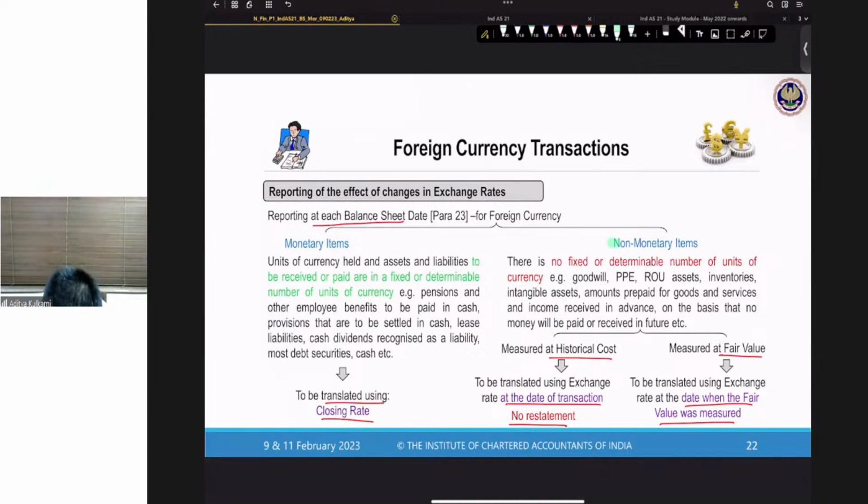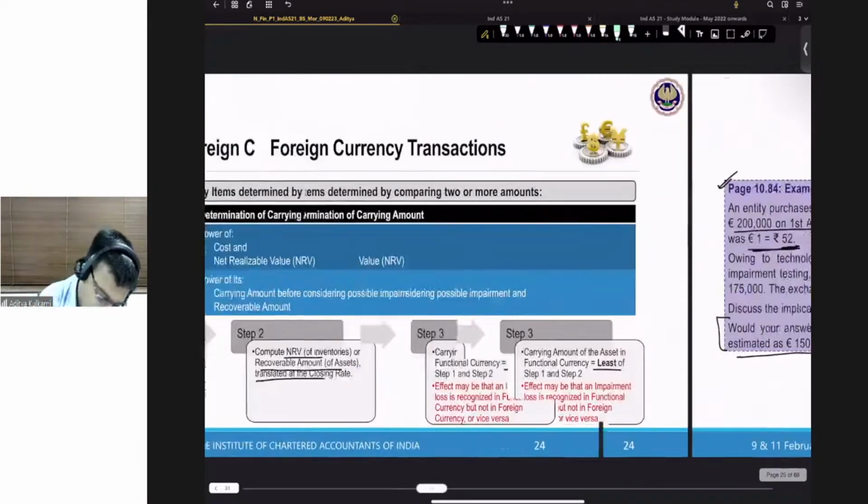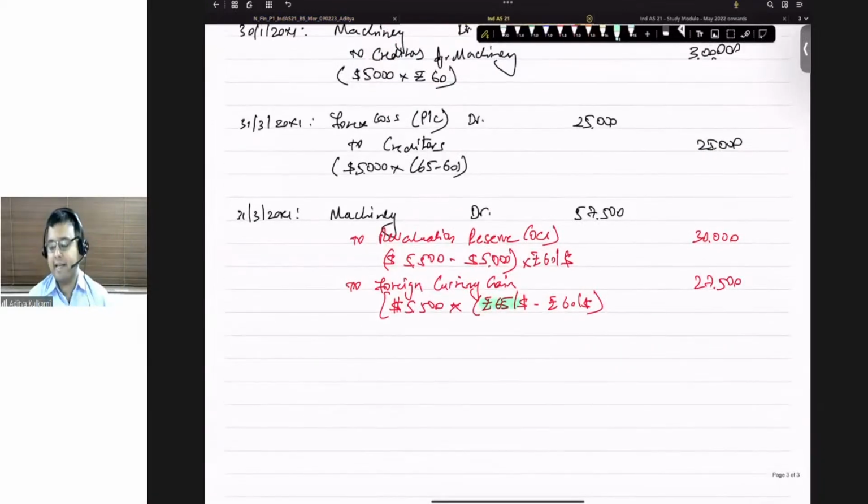If the non-monetary asset is measured at fair value, you will be translating using the exchange rate at the date when the fair value was measured. The fair value was measured in our case on 31st March X1. So that is why we have taken this 65 here. Is it fine? Rashmi, did you follow?